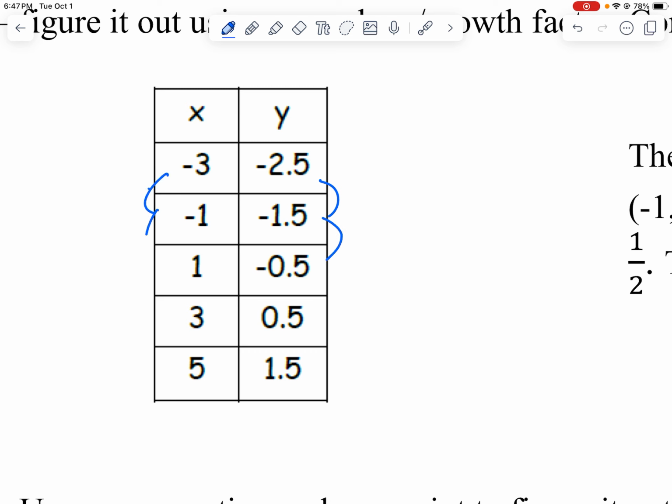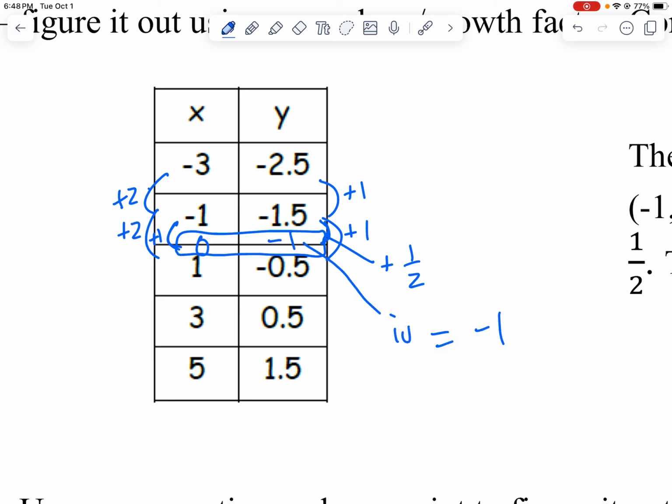So if my x's are going up by 2 and my y's are going up by 1, well, here I don't want to go up 2. I want to just go up 1. So if I go up 1 here, then my y is going to have to go up plus 1/2, right? So if the x's are going up by 2s and y's go up by 1, if x goes up by 1, then the y would have to go up by 1/2. And that's the slope. And so I can take negative 1.5 and add 1/2, or 0.5, to that, and I'm going to get negative 1. So I'll know my initial value is negative 1.